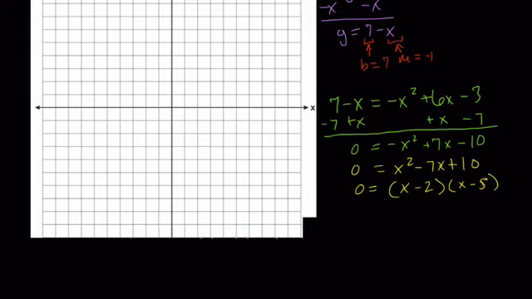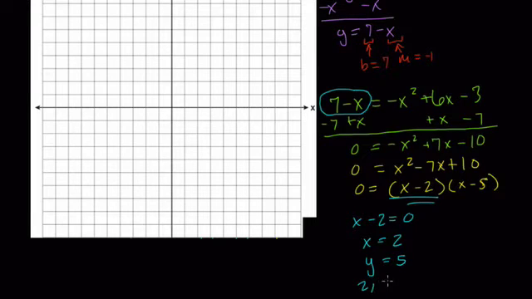So then x minus 2 could equal 0. If we add 2 to both sides, x equals 2. And we know they meet at a point where x equals 2. If we plug in 2 to our linear equation, the 7 minus x, it's just 7 minus 2, and y equals 5. So they meet at the point (2, 5).